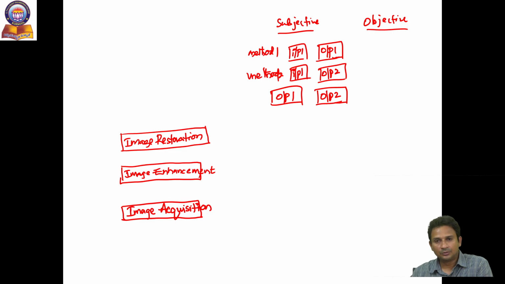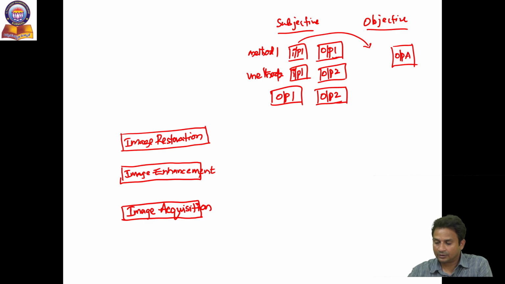Now coming to the objective process. Here I said the image restoration process is an objective process. An objective process is one in which, if you want to evaluate the various methods, whether method 1, method 2 or method n is producing a better version of the output, again the method 1 will take input 1 and produce output 1.